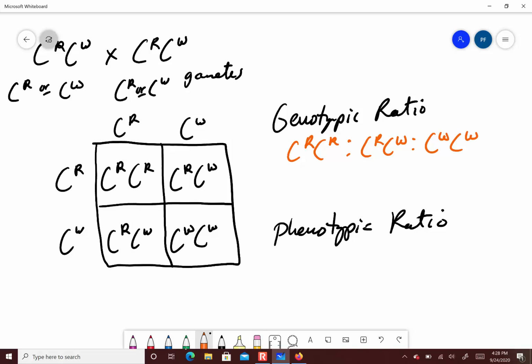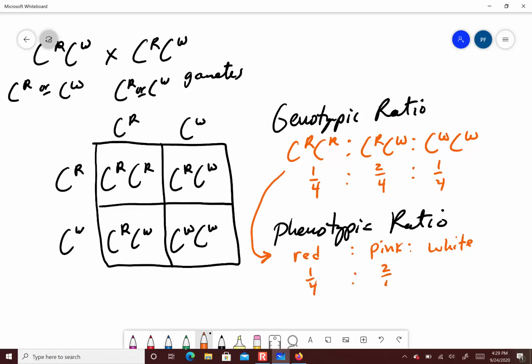So then we can count in our Punnett square, CR, CR, 1 out of 4. CR, CW's 2 out of 4. CW, CW, 1 out of 4. And then phenotypic would be red to pink to white. Right? And like I told you before, these have to match. So as long as we've done our cross correctly, we would have 1 out of 4 red, 2 out of 4 pink, 1 out of 4 white.